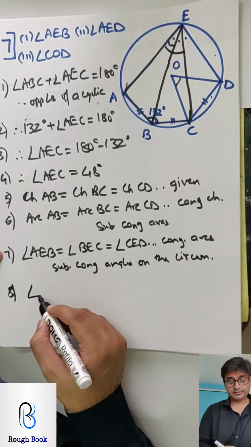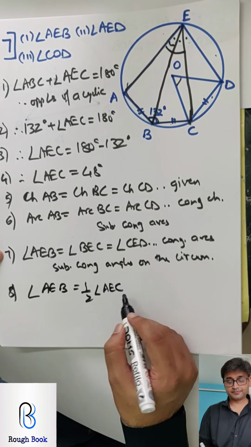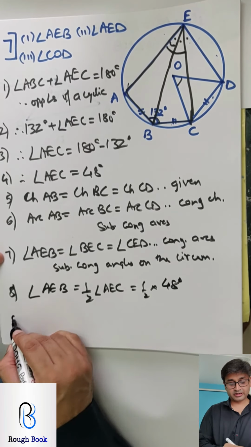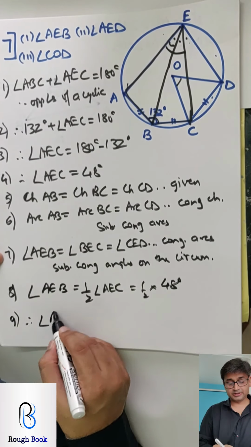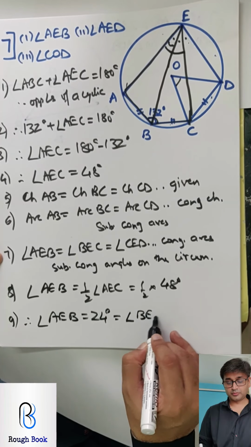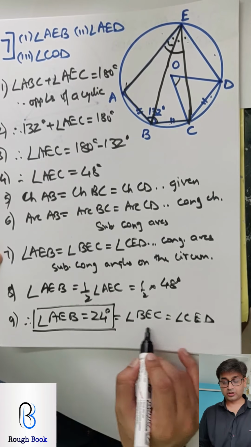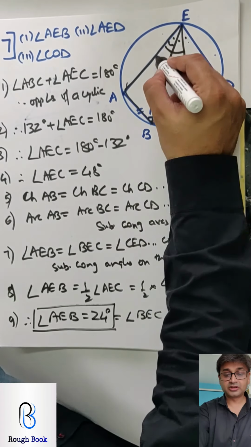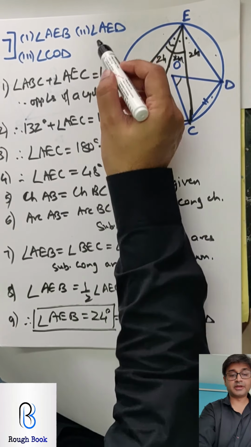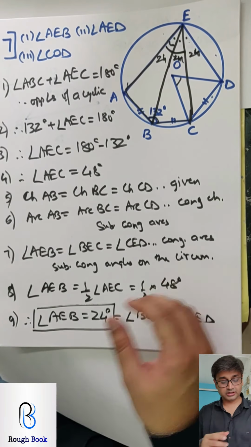So therefore AEB will be half of AEC. AEC is already 48. So we will get the first angle needed, that is AEB is equal to 24, which is also equal to BEC, also equal to CED. So we got the first angle and all the three angles are equal. So this is 24, 24 and 24. Next step, AED, that is full. So add all the three 24s and you are sorted with the next one as well.